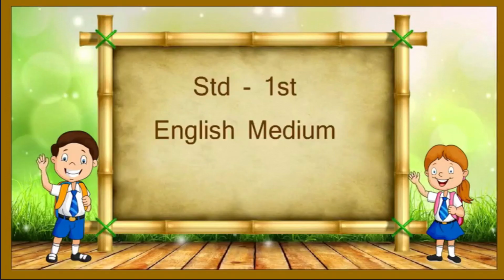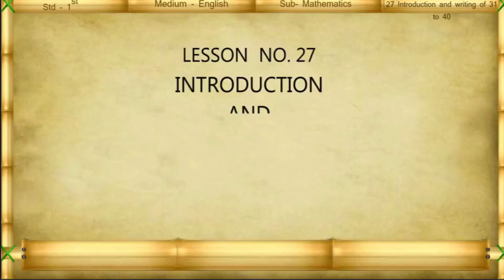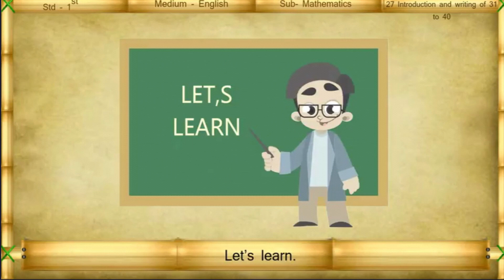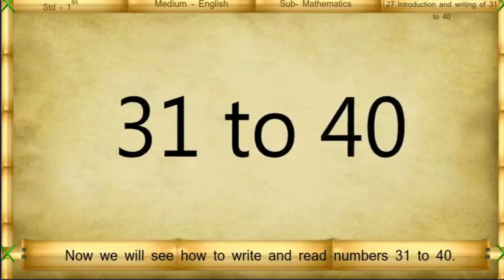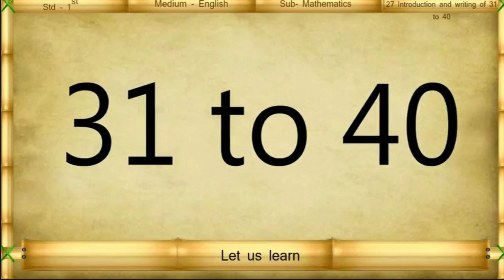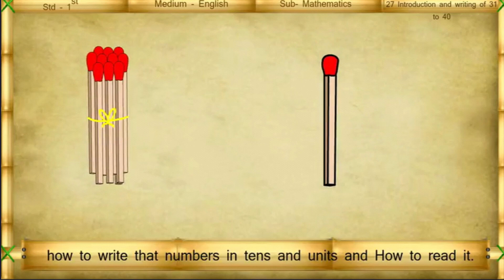Standard First, English Medium, Subject Mathematics. Lesson number 27, Introduction and Writing of 31 to 40. Let's learn. Now we'll see how to write and read numbers 31 to 40. Let's learn how to write those numbers in tens and units and how to read them.